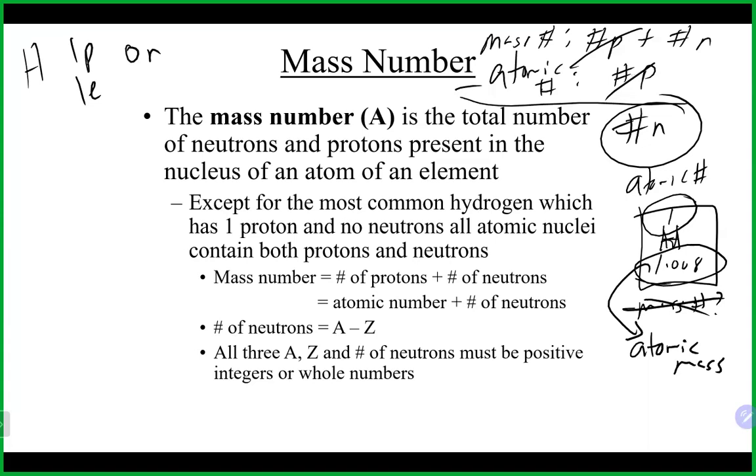Yeah, so the atomic number is the number of protons. The mass number is protons plus neutrons. So if you subtract those two, those guys cancel and you're left with neutrons. Yeah, so basically to get the neutrons, mass number minus the atomic number.